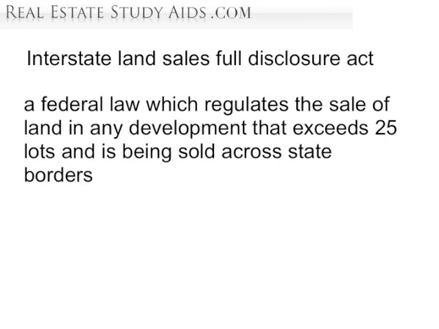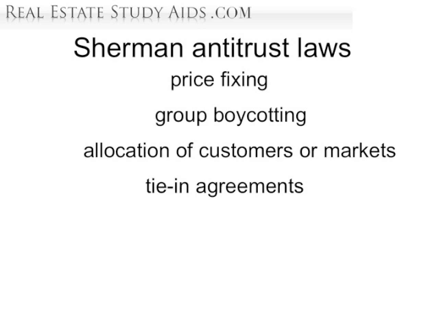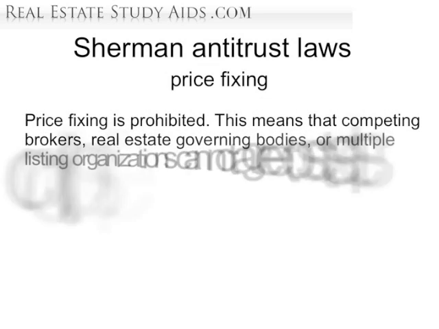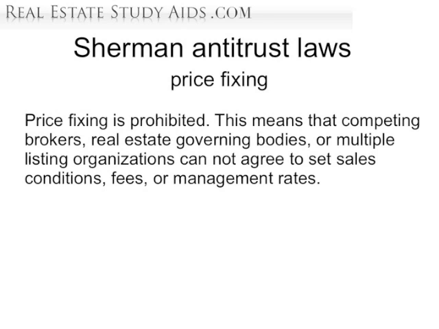The Interstate Land Sales Full Disclosure Act is a federal law which regulates the sale of land in any development that exceeds 25 lots and is being sold across state borders. Now we'll discuss the Sherman Antitrust laws, which prohibit price fixing, group boycotting, the allocation of customers or markets, or tie-in agreements. Price fixing is prohibited.